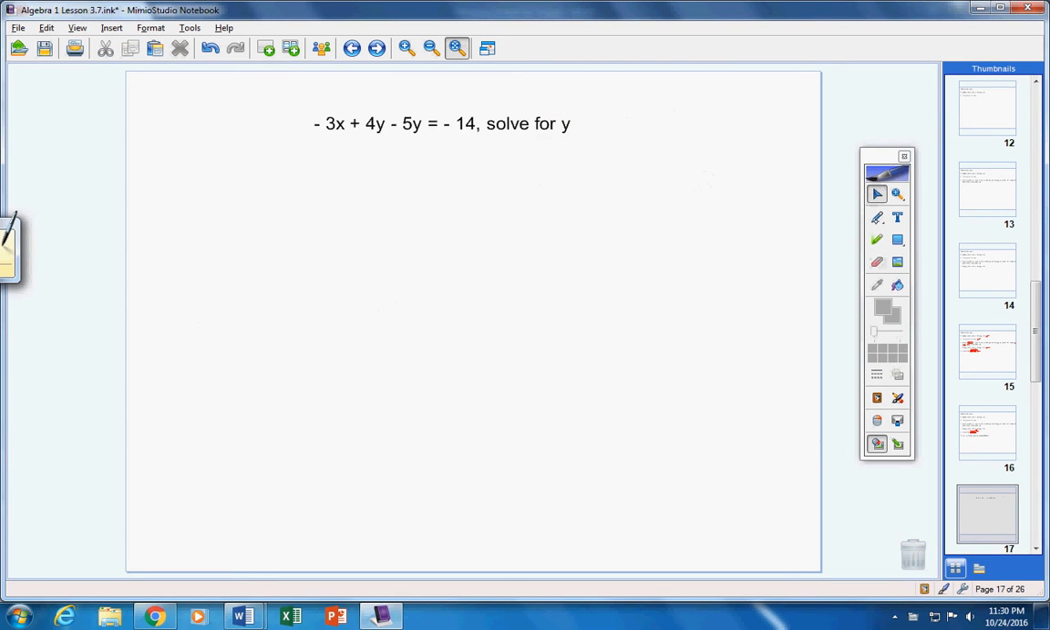Okay, here we go. We're going to solve this for Y, okay? Simplify both sides completely. Alright? Well, I cannot simplify negative 14, okay? But I can simplify these two terms. They're both y terms. Positive 4 and negative 5, that's negative 1y. If you don't want to put the 1 there, you don't have to, okay? That's totally up to you.